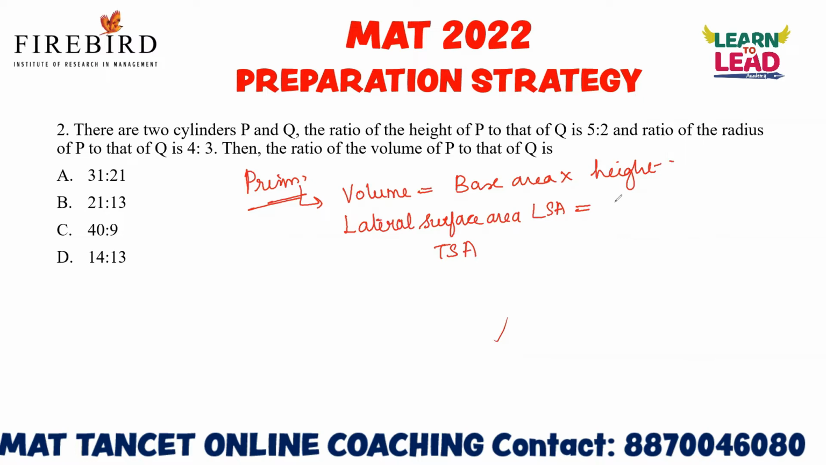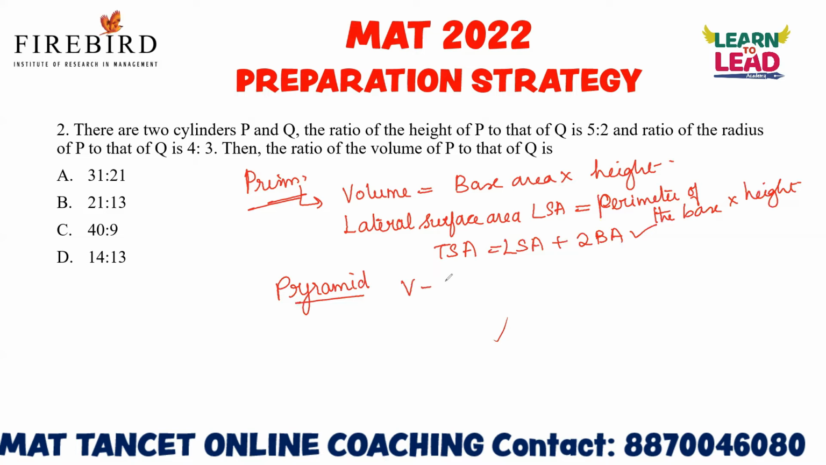Lateral surface area is the perimeter of the base into height. And total surface area is nothing but lateral surface area plus 2 times the base area. This is the basic formula for prism you should know. In case of pyramid, volume is equal to 1 by 3 into base area into height. And lateral surface area, you can say, is half into perimeter of the base into slant height.